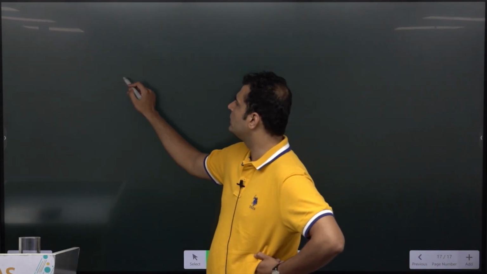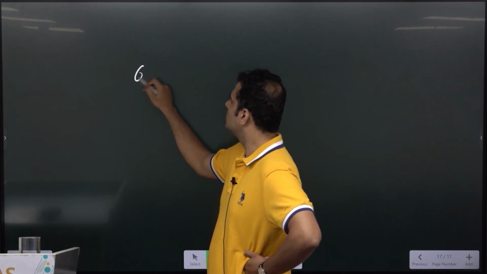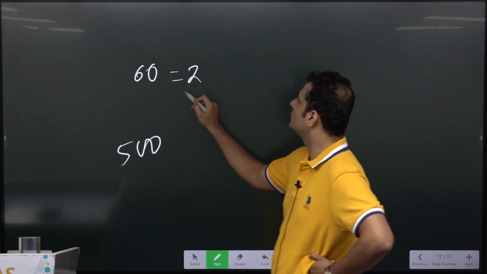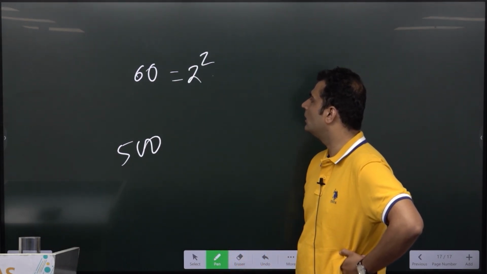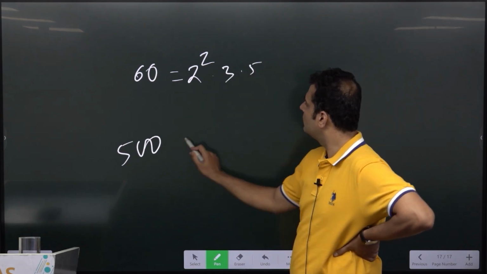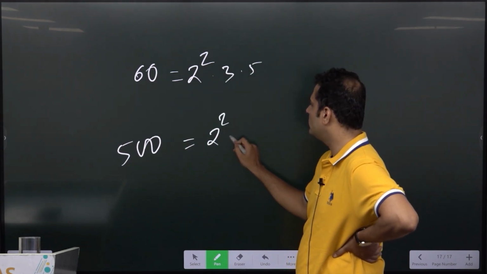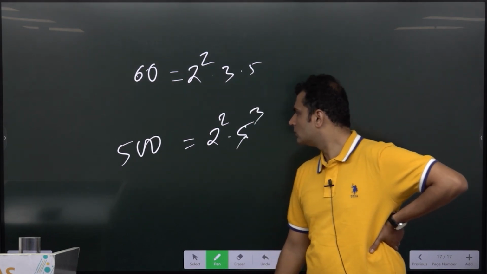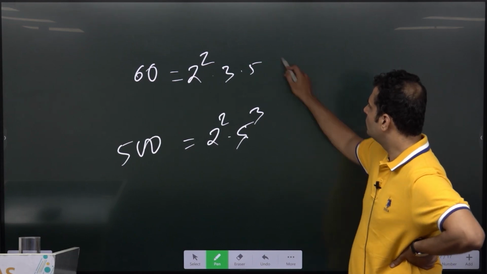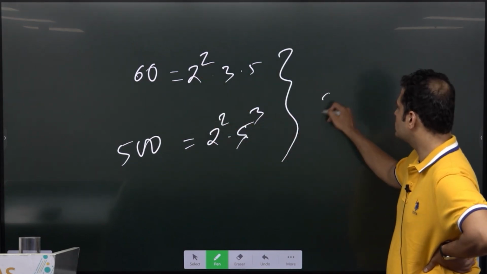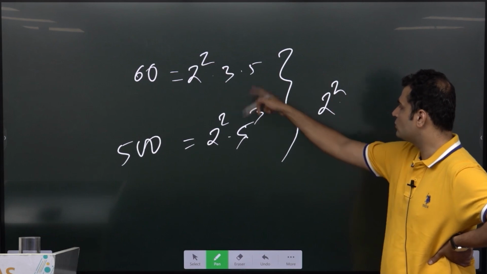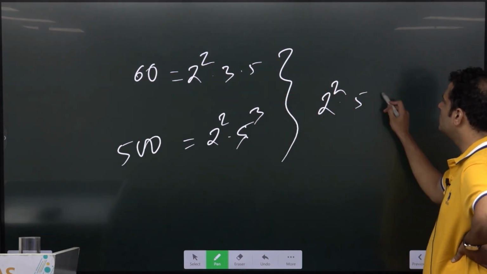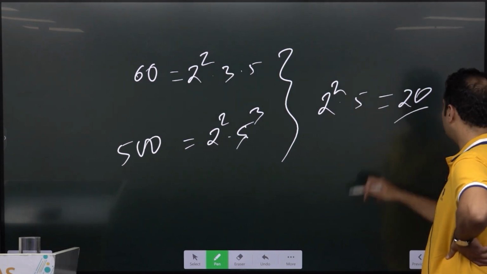Let us take a few more examples. Let us take 60 and 500. 60 is 2 square into 3 into 5. 500 is 5 into 100, which is 4 into 125, that is 2 square into 5 cube. So what is the HCF? 2 is the common factor. Highest common power of 2 is 2. 3 is not there. 5 is a common factor. Highest common power is 1. This is the HCF. 4 into 5, again 20.